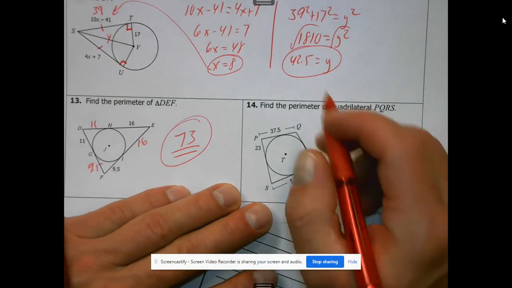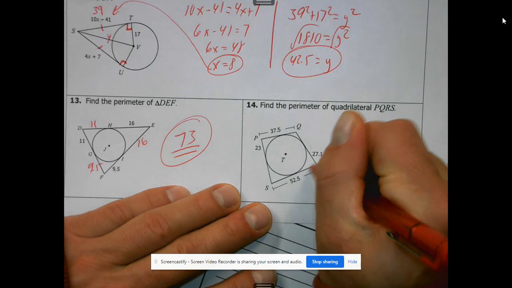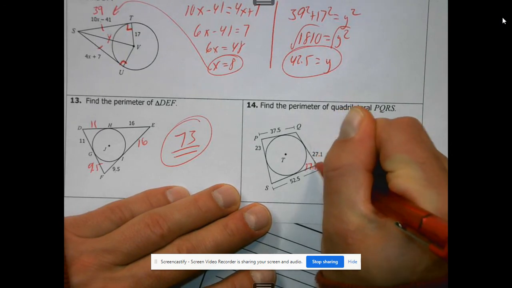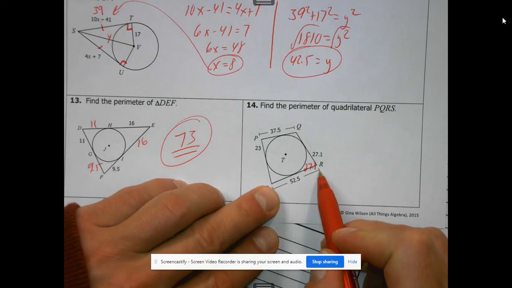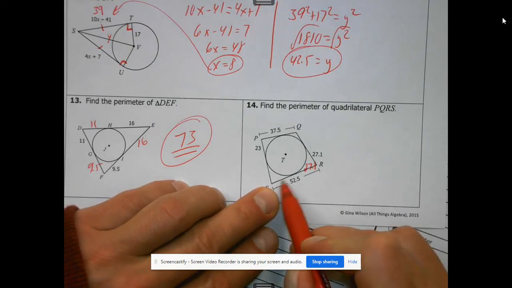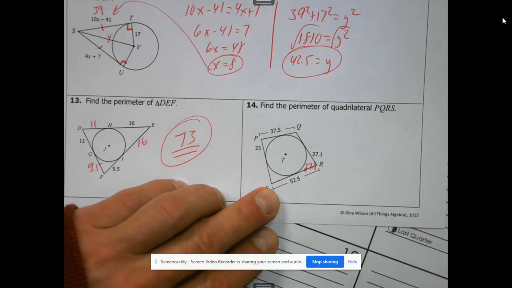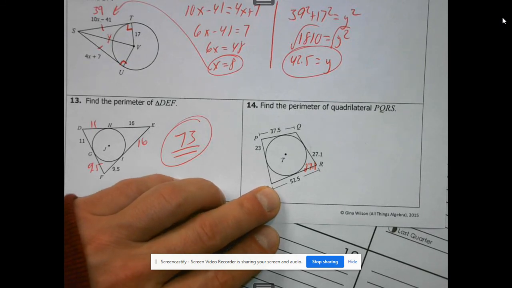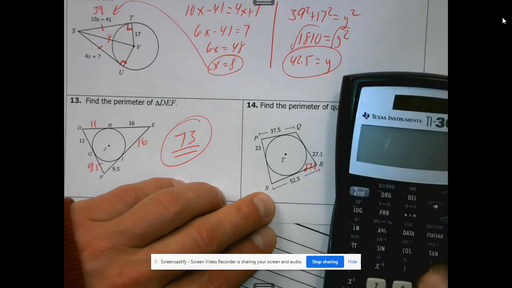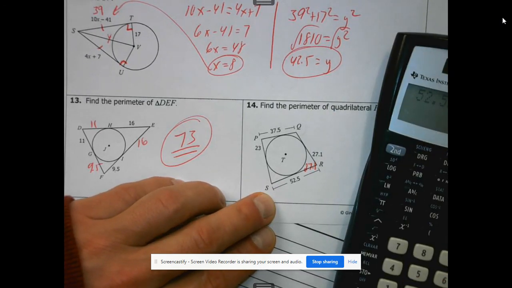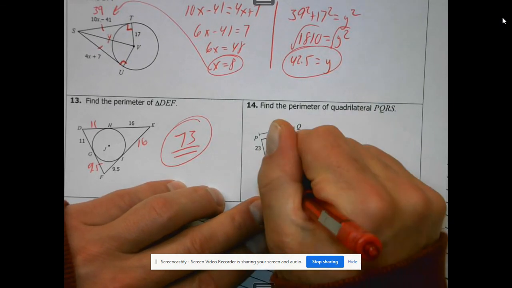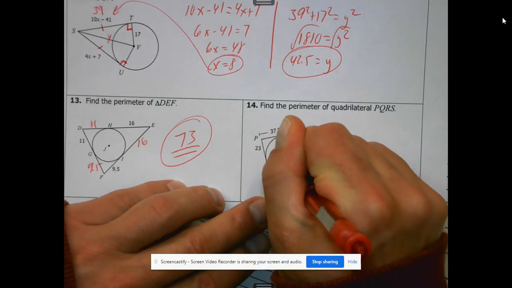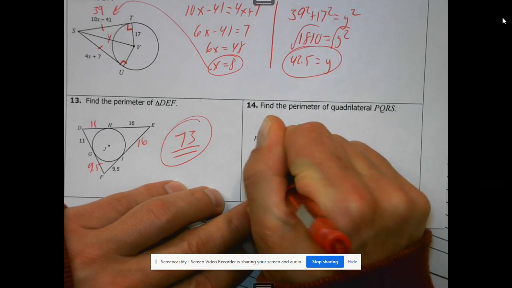14. If that's 27.1, this is 27.1. Now check this out. This whole piece is 52.5. We'll subtract off that, then you have this piece. If you do that correctly, that comes out to be 25.4. 52.5 minus 27.1 is 25.4. This would also be 25.4.